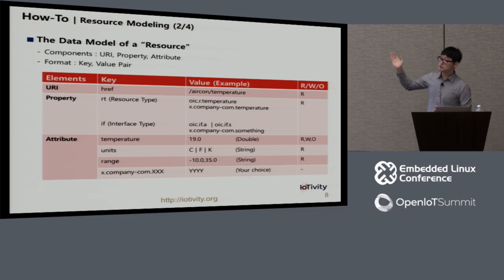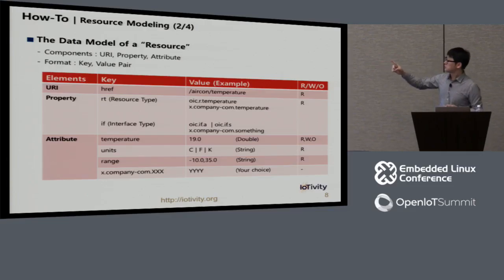But the temperature resource type, which starts with the keyword OIC, is a predefined resource type. So if you want to define your own resource type, then you could have your own resource type. We have a format to represent that this resource is a vendor-specific resource type. For example, x.company.com.something, meaning it's not specified in the OIC, but it's specified by the vendor. So it's for your own usage purpose.